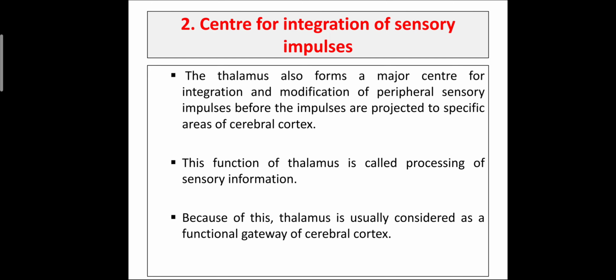Center for integration of sensory impulses. Thalamus also forms a major center for integration and modification of the peripheral sensory impulses before the impulses are projected to specific areas of the cerebral cortex. This function of thalamus is also known as processing of sensory information. Because of this, thalamus is considered a functional gateway of the cerebral cortex.